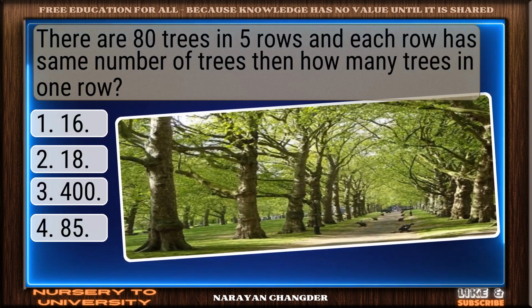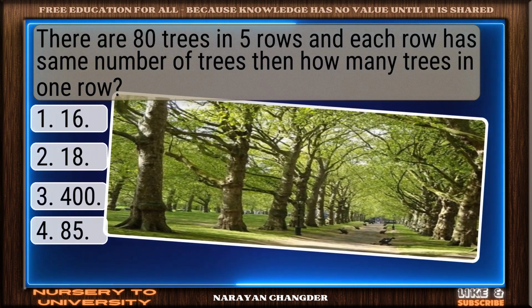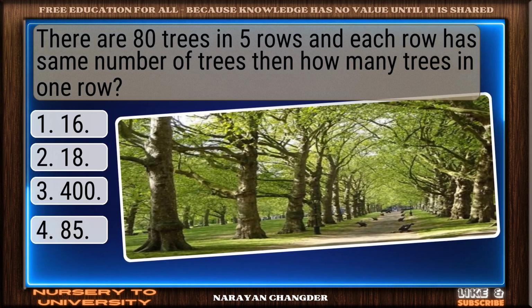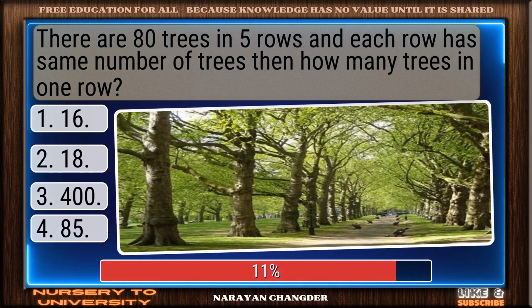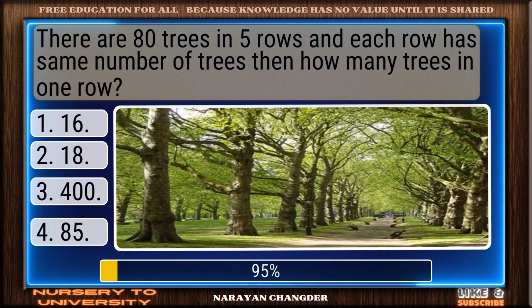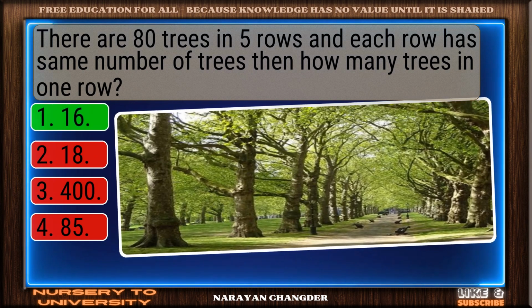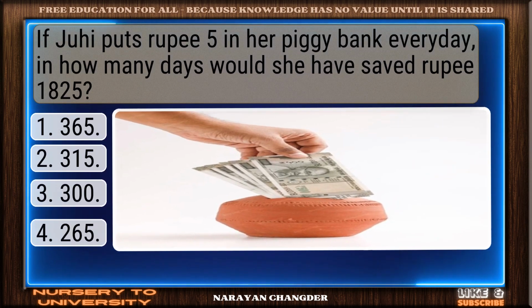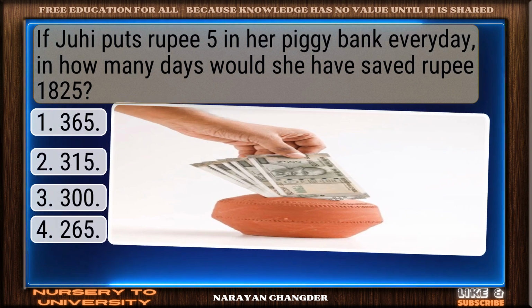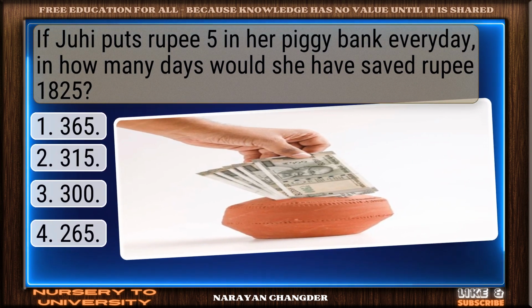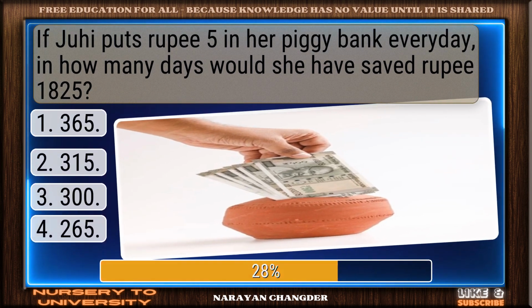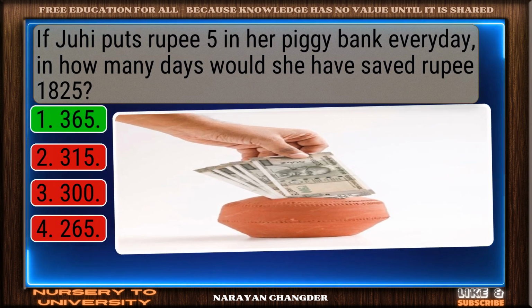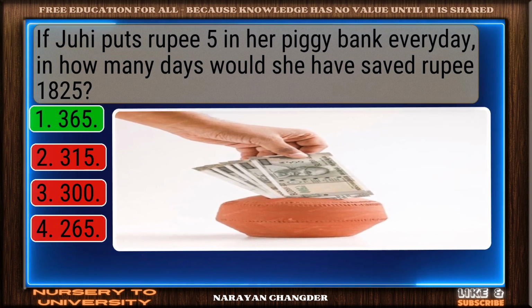There are 80 trees in 5 rows and each row has the same number of trees. Then how many trees are in one row? Correct. 16 is the right answer. If Juhi puts rupee 5 in her piggy bank every day, in how many days would she have saved rupee 1825? Smartly, 65 is an accurate answer.